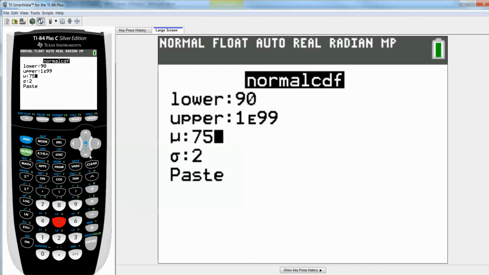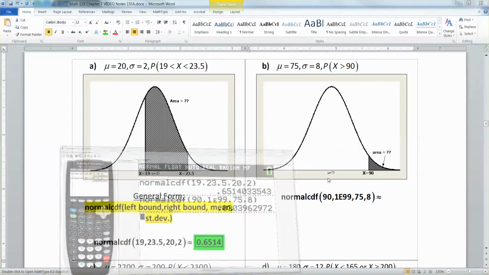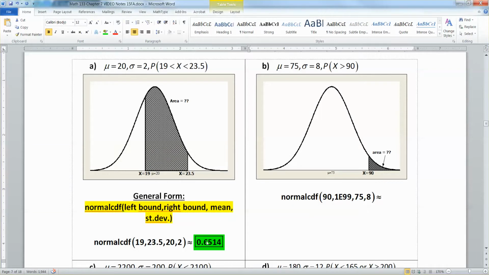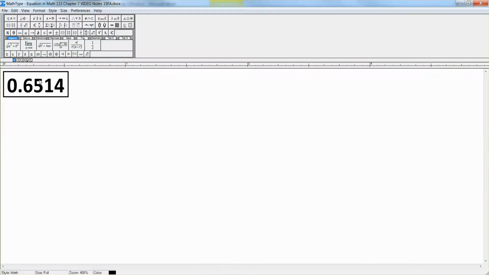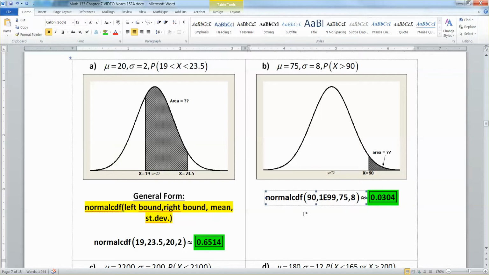All right, now my mean was 75 and my standard deviation was 8. So I'm going to go to paste and press enter, and it finds it, 0.0304. Simple as that. And realize how great this is. This is the calculator doing some very heavy mathematical lifting for you, right? Because unless you've taken calculus, actually Calc 2, you can't do this calculation on your own. You need a calculator to do it for you.